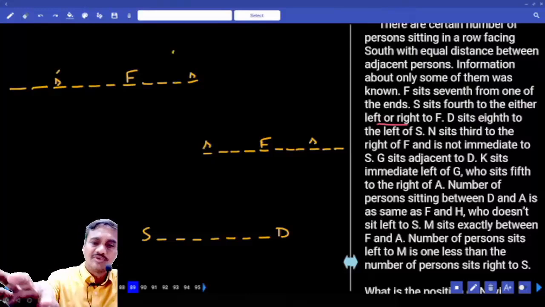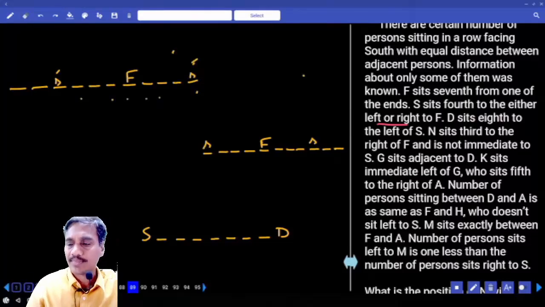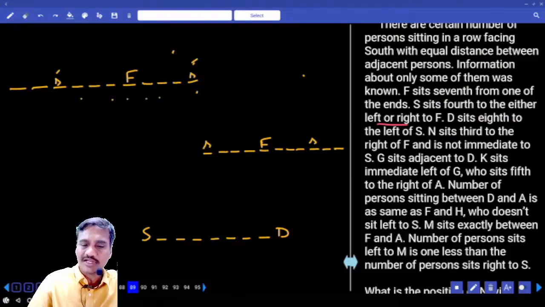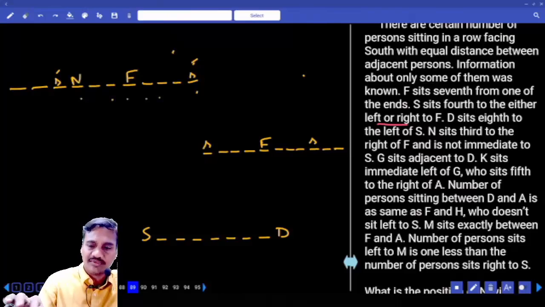Here, if S is here, this will be D. Here, if S is here, 1, 2, 3, 4, 5, 6, 7, then D will be here. Or if S is here, D will be somewhere here. Then D sits 8th to the left of S. N sits south to the right of F. N is south to the right of F. This is definite information. N is south to the right of F.